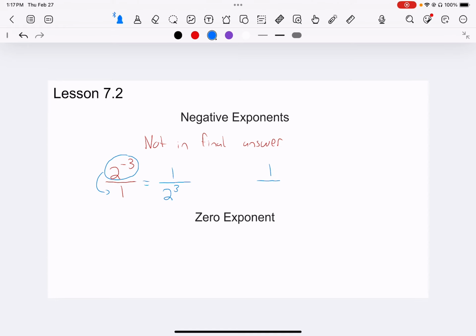If it was reversed, 1 over 2 to the negative third power, same thing, except since my negative exponent term is in the denominator, now I'm going to move it to the numerator. So that would just change to 2 to the third power. And a 0 exponent, any number raised to the 0 power will always be equal to 1.